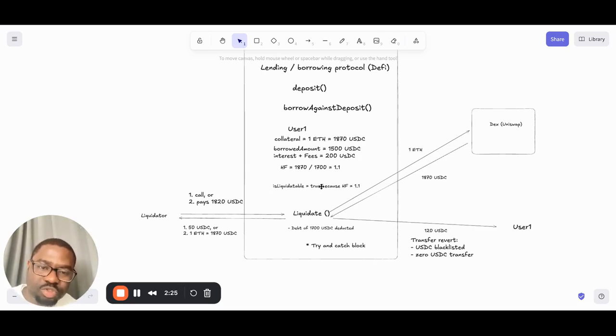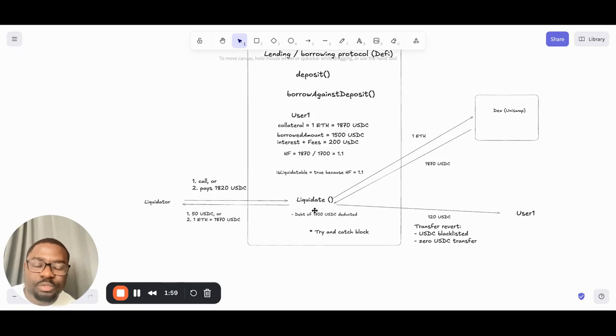So if it turns to true, then they quickly call this liquidate function. Once they do that, of course, they would also get a reward for helping you to quickly liquidate a position that is becoming insolvent.